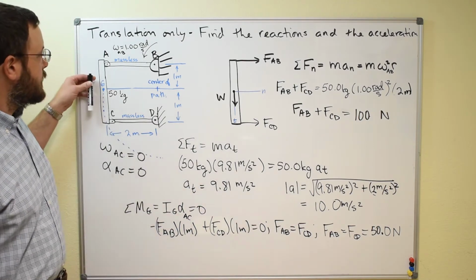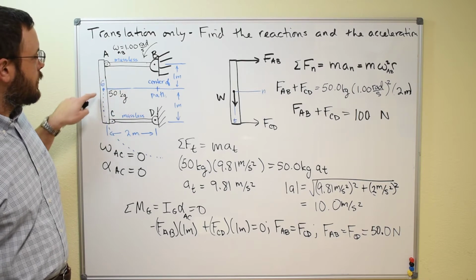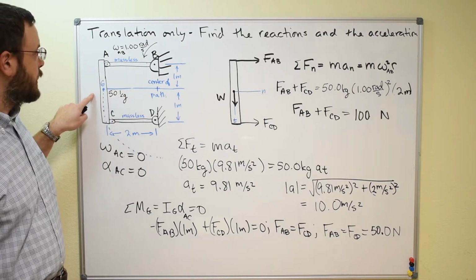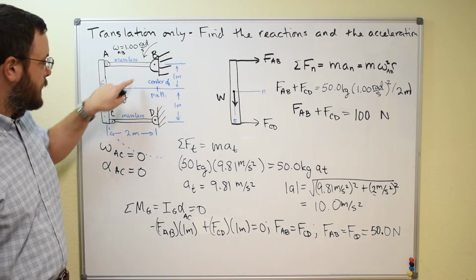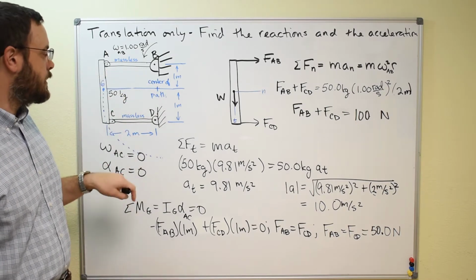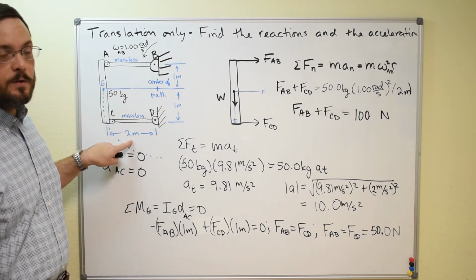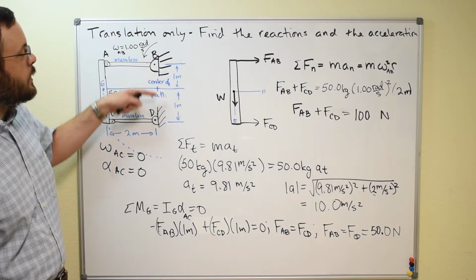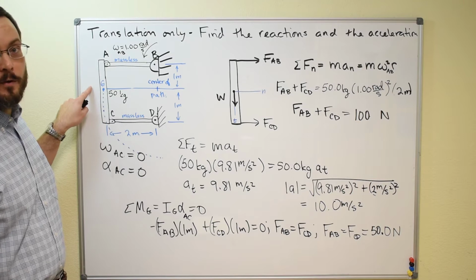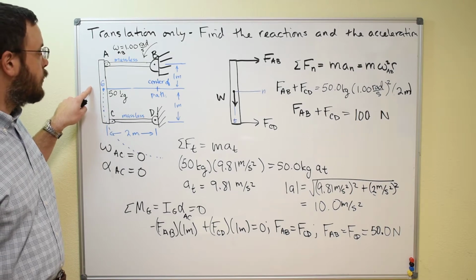So mass AC is supported here. It has a mass of 50 kilograms and it's connected with a massless link AB and a massless link CD. These two massless links are 2 meters in length, and then they're also 1 meter up from the center of gravity in the y direction.